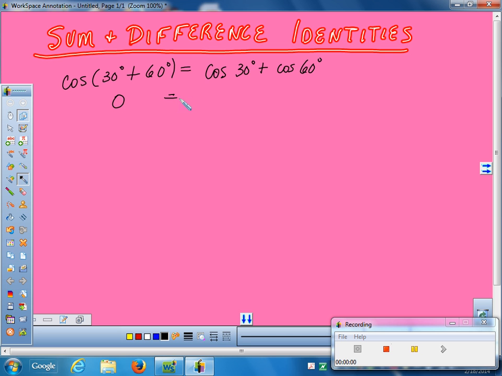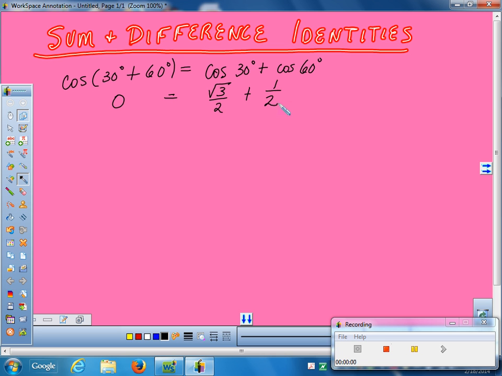Okay, cosine of 30, think special angles. The cosine of 30 is square root of 3 over 2, which means the cosine of 60 is the opposite, 1/2. That doesn't look like it comes out to be 0.